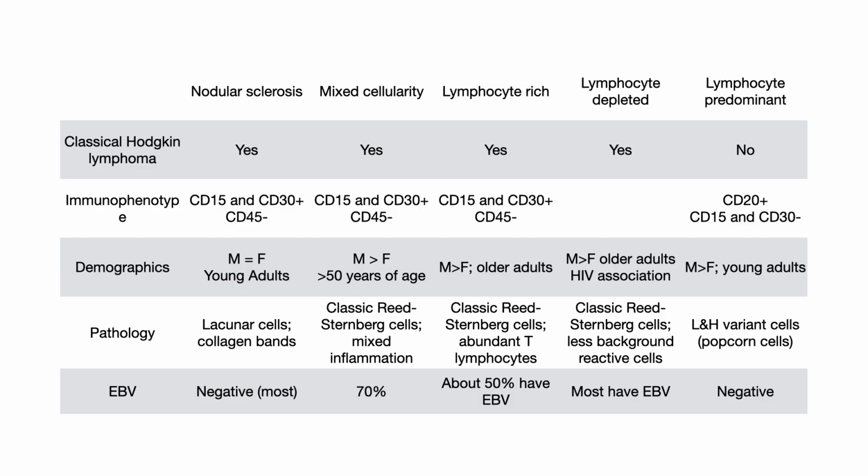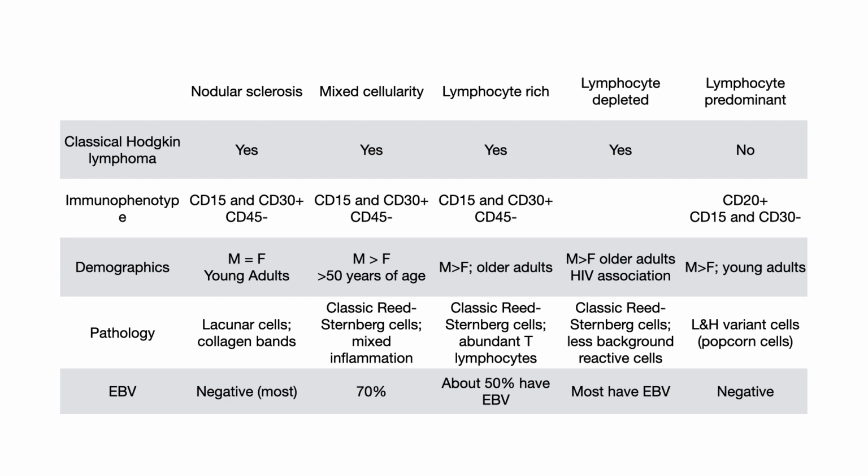So here's the chart that I've been mentioning. I talked about nodular sclerosis. I talked about mixed cellularity. I did not talk about lymphocyte rich and lymphocyte depleted. These are two pretty rare, uncommon versions of classic Hodgkin's lymphoma. And lymphocyte predominant, because of what you'll see with the immunophenotype, is not a classic Hodgkin lymphoma.